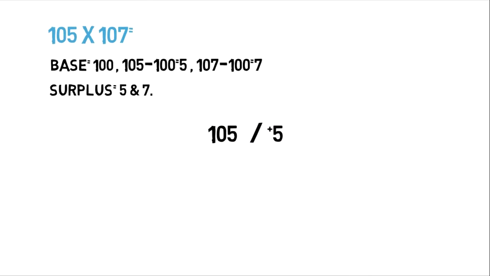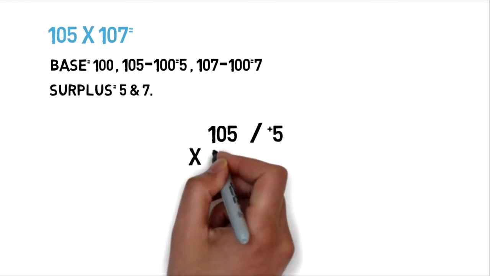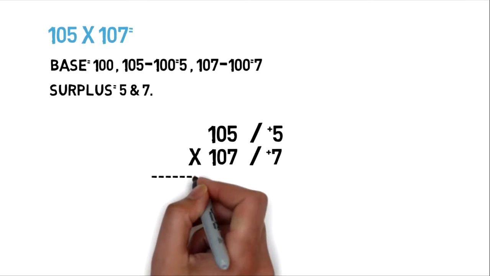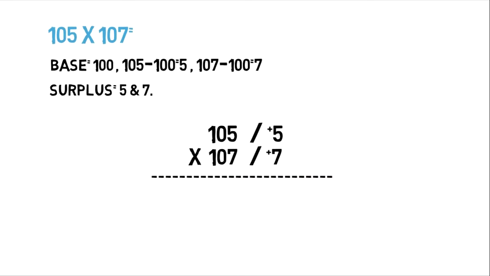105 slash the surplus it obtained, multiplied by 107 slash the surplus it obtained. Now let's take the slash to be the center part, and thus it divides the numbers into two parts, the left hand side and the right hand side. So here we have on the left hand side the number, and on the right hand side we have its corresponding surplus.